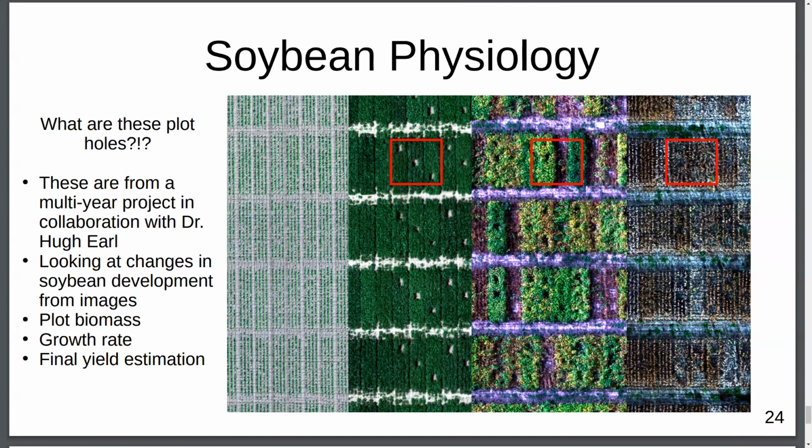So, we're looking at a few traits: plant biomass, growth rate, and whether we can get a good final yield estimation for those. So, this is something that we're working on right now, and we're really hopeful that we have a lot of really good ground data and that we can get some good analysis done and figure out what's happening from the aerial imagery side.